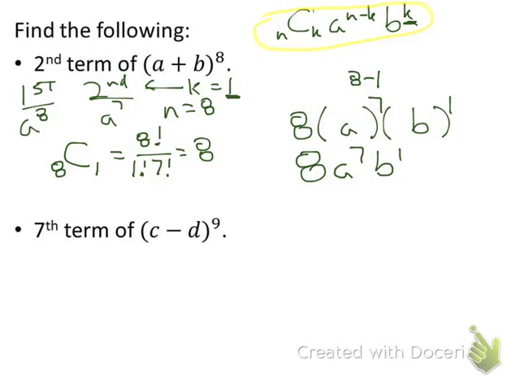Now, let's pick a different one and see if that actually helps us, because this rule could save us some time from having to write out a lot of stuff. So I'm looking for the 7th term. 7th term means I'm going to take 1 less. So k is 6, n is 9. So it's a combination of 9, pick 6.